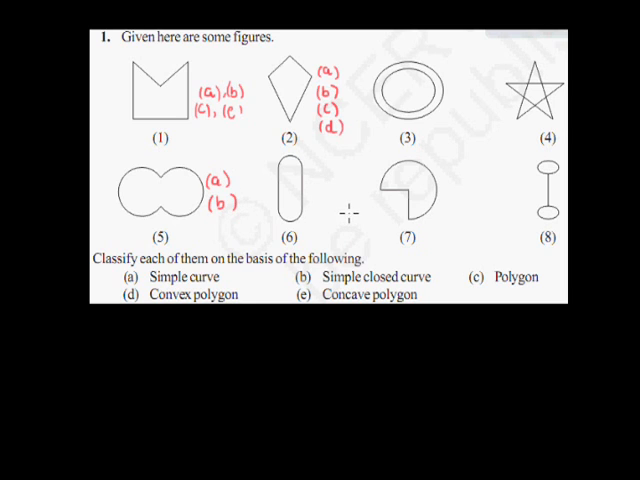Coming to the sixth question, it is a simple curve, so A. It is a simple closed curve, that is B. Now coming to the seventh part, again it is a simple curve, that is A, and it is a simple closed curve, that is B. Now the eighth part, it is neither a simple curve nor a simple closed curve nor a polygon, and neither a convex or a concave polygon.